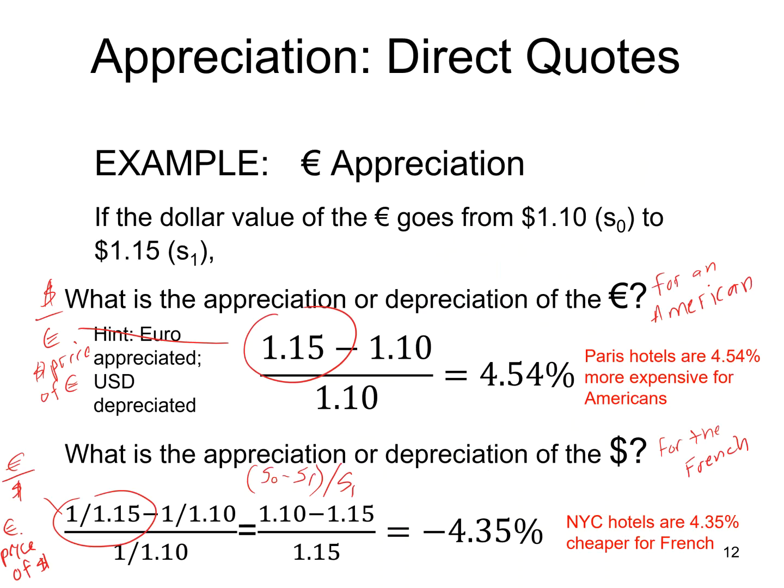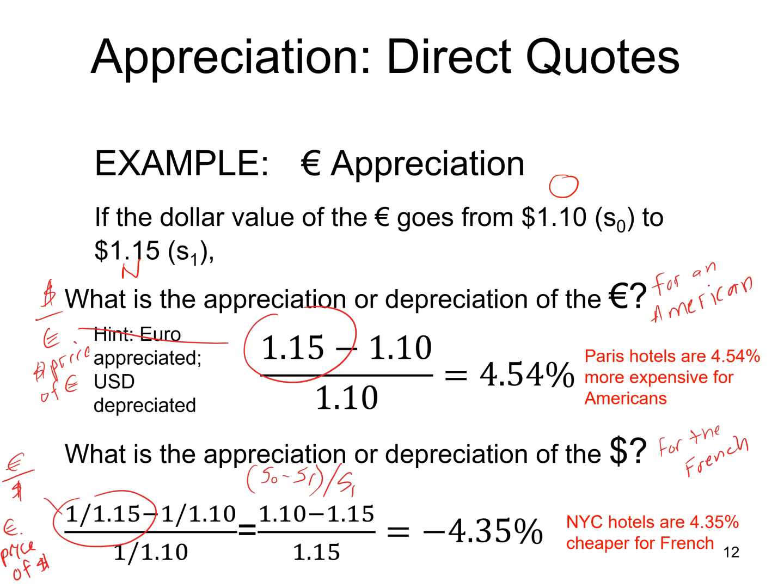So let's look at an example. The euro exchange rate goes from 1.10, the old value, to 1.15, the new value. So that is the price of 1 euro quoted in dollars, and it looks like the euro appreciated, right? It went from $1.10 to $1.15, just like any commodity would appreciate. Say if I told you milk went from $1.10 to $1.15, you'd say milk appreciated, priced in dollars.